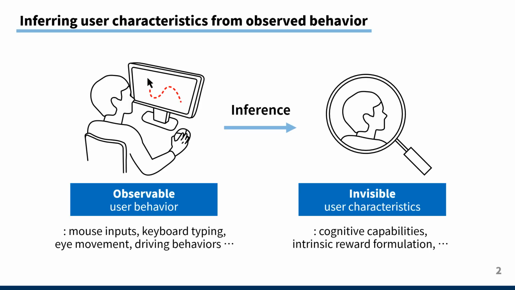This talk deals with how to infer users' invisible characteristics from their observed behavior. Nowadays, it is very easy to collect user behavior data from anywhere on any device. For example, while a user is surfing the internet, we can record every movement of the user's mouse cursor, including which button was pressed and how long it took. With this rich daily data, what we try to do is to identify the user's characteristics such as cognitive capabilities or intrinsic rewards, which are usually difficult to measure.